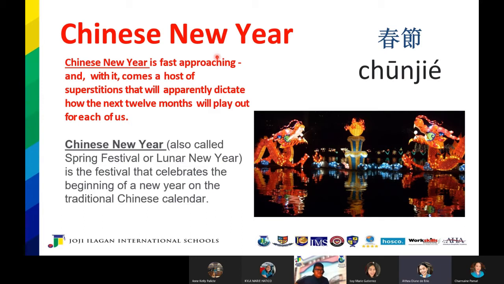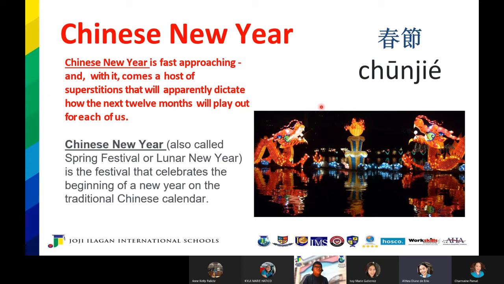Chinese New Year. Chinese New Year is fast approaching and with it comes a host of superstitions that will apparently dictate how the next 12 months will play out for each of us. Chinese New Year, also called Spring Festival or Lunar New Year, is the festival that celebrates the beginning of a new year on the traditional Chinese calendar.